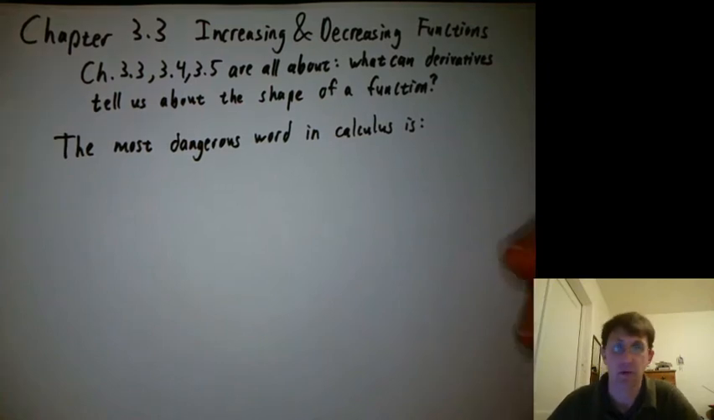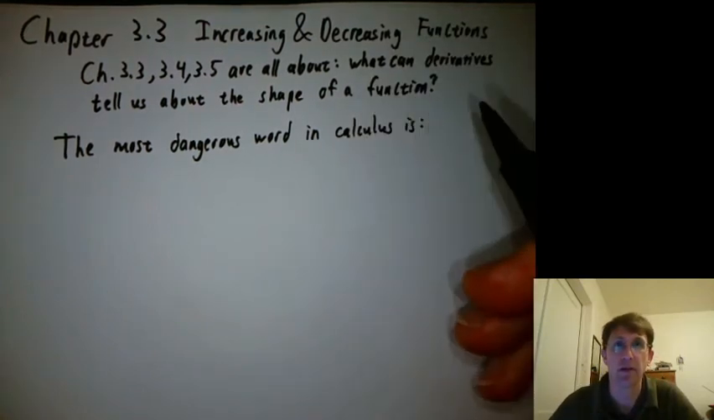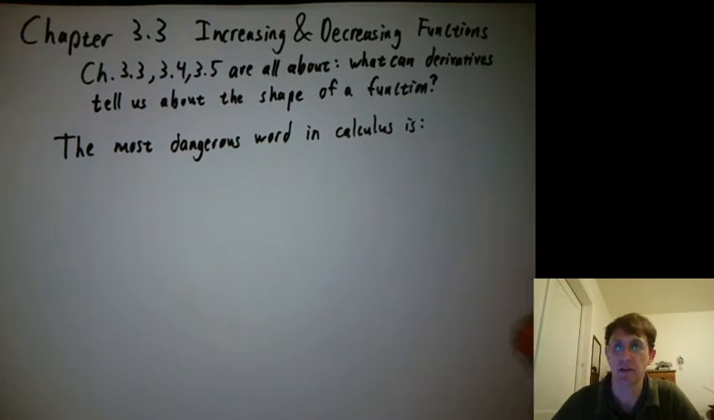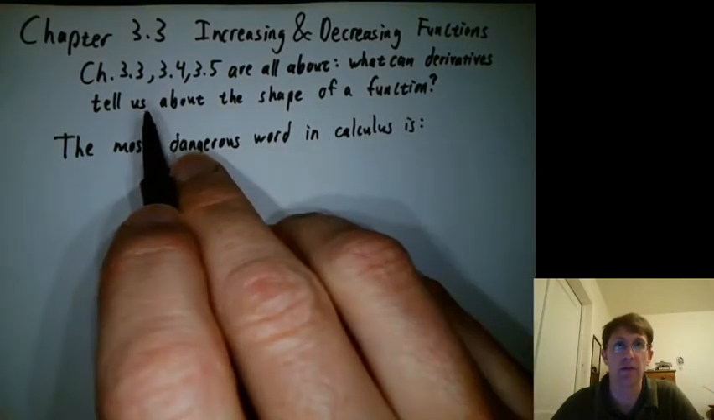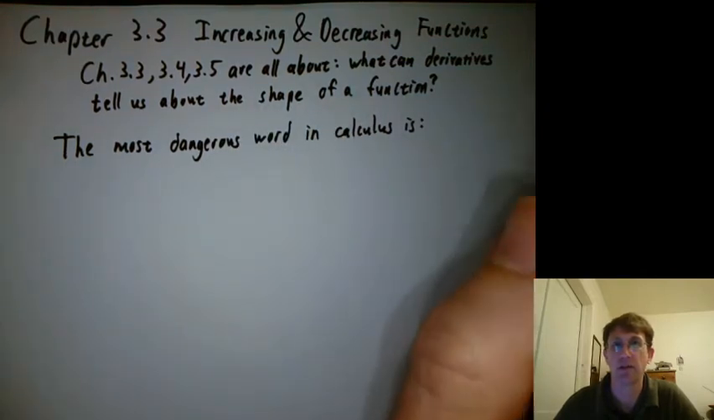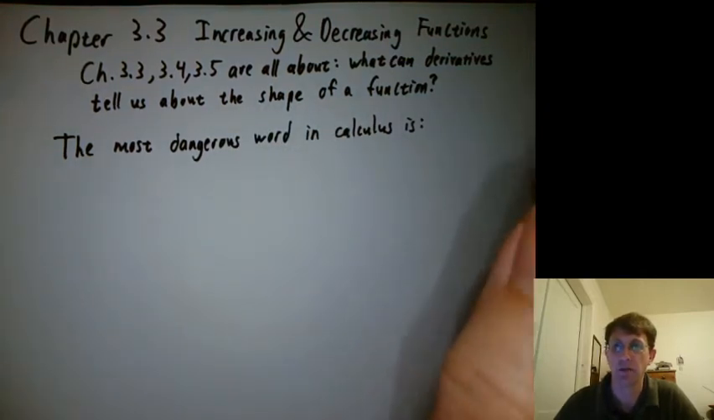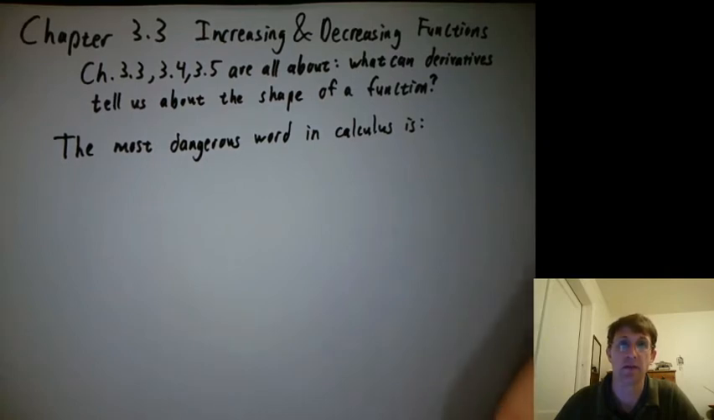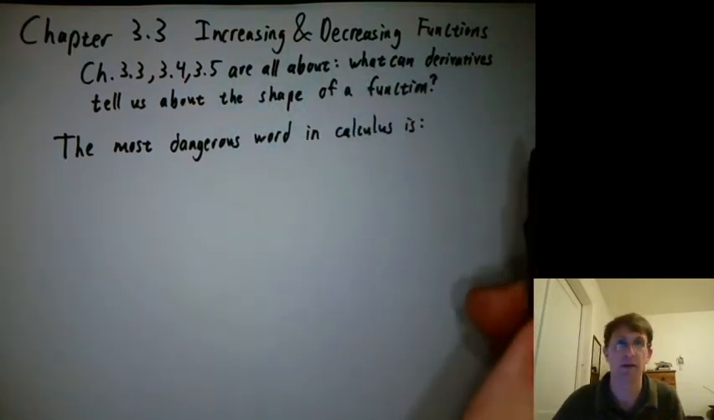All right, starting chapter 3.3, which is about increasing and decreasing functions and the first derivative test. Where we're going with this, chapters 3.3, 3.4, 3.5 are all about using derivatives to tell us something about the shape of a function. Sometimes you have information on the derivative of a function, like you know what the rate of change is, and you want to figure out what the original function, like the total amount so far, is, and we can use some of the methods here.